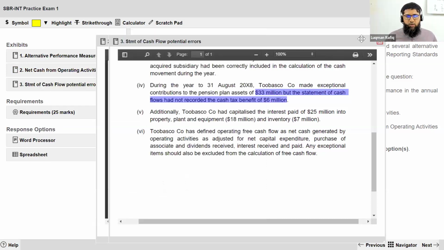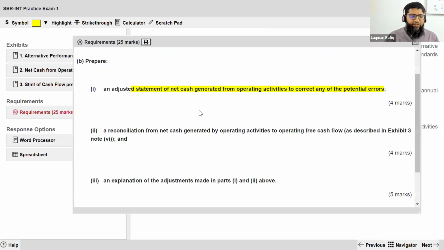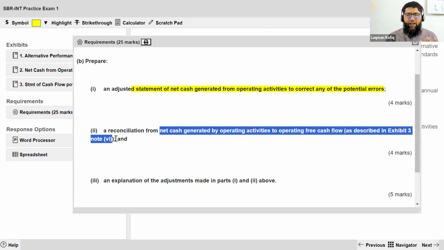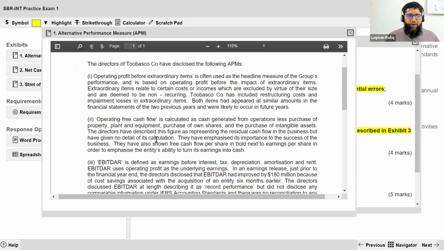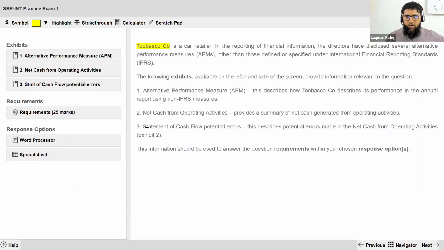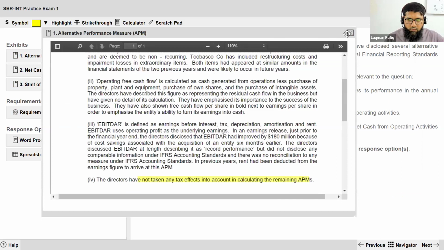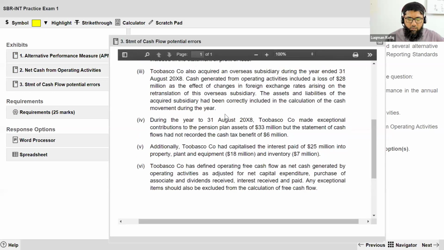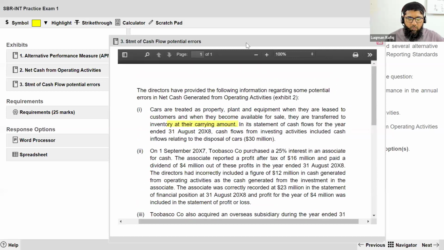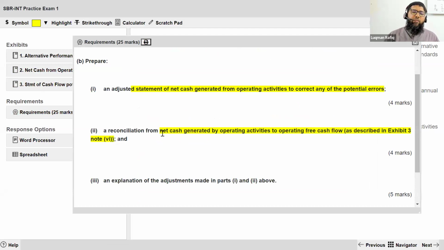Okay, now what next is there? The next requirement of this question is a reconciliation from the net cash generated by operating activities to operating free cash flows as described in Exhibit 3 and Note 4. So you have to go back to Note number 4. What is operating cash? Where is Note 4? So it says a reconciliation from net cash generated by operating activities to the operating free cash flow as described in Exhibit 3 and Note 4, Note 6.